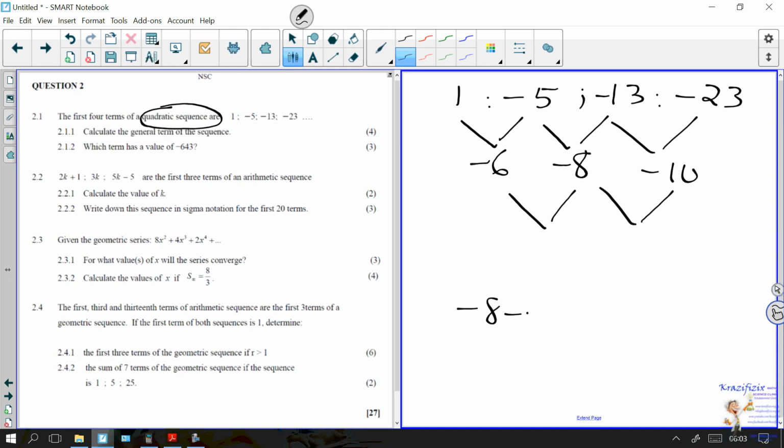Then we'll come here again and look for our second difference. Negative 8 minus negative 6, actually 6 minus 8, will give me negative 2. Here it's going to be negative 10 minus negative 8, negative 10 plus 8, which will also give me negative 2. You see now, I know I'm correct. My second difference must be the same.